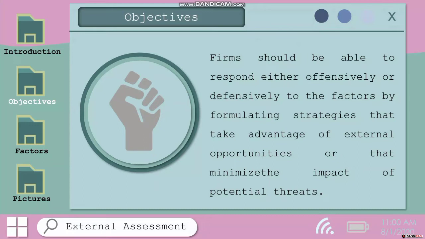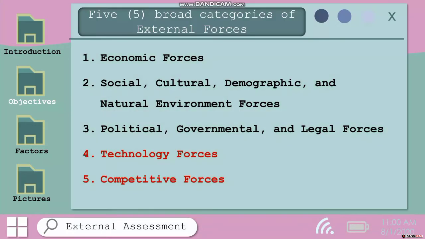So there are five broad categories of external forces. I will report three parts of it. First is economic forces. Second is social, cultural, demographic, and natural environment forces. Third is political, governmental, and legal forces.